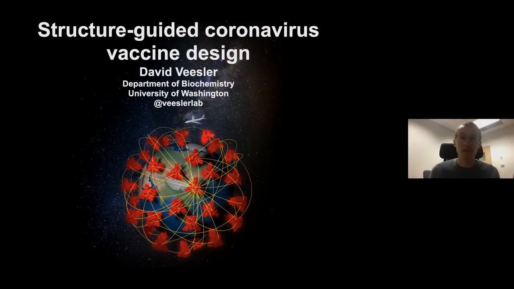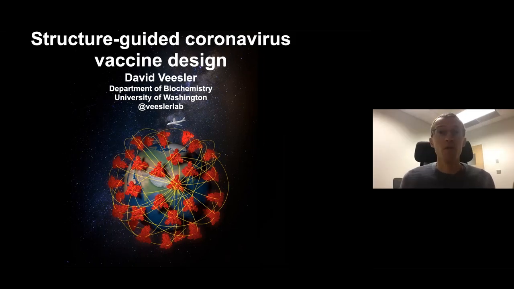So my lab has been interested in coronavirus entry into cells for a number of years, with the focus on spike-mediated conformational changes. And I will be telling you some of the work we've been doing since the emergence of SARS-CoV-2 and how that led us to design a vaccine using an approach that's quite different from what big pharmas have been following.